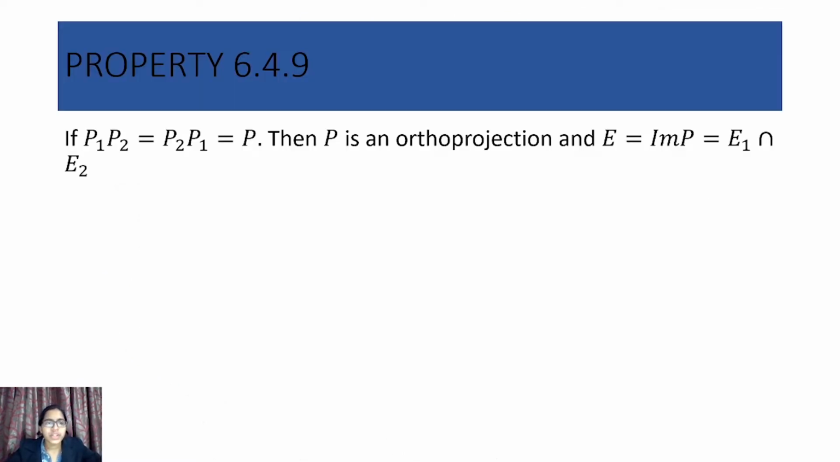So the first one is: if P1, P2 are ortho projections and P1 P2 is equal to P2 P1 equal to P, then P is also an ortho projection, and the image of P is nothing but E1 intersection E2, where E1 and E2 are images of P1 and P2 respectively. So we need to show two things. One is that P is an ortho projection, and the other is that E is nothing but the intersection of E1 and E2. So let us see how we can prove it.